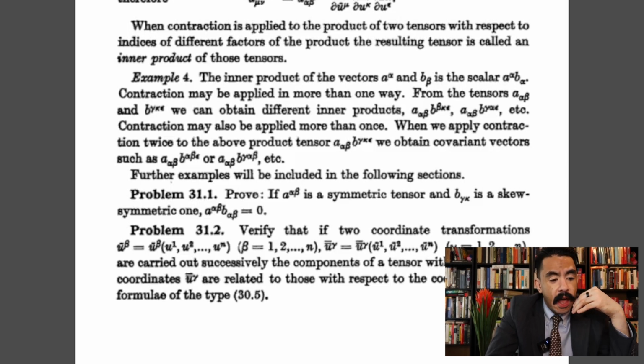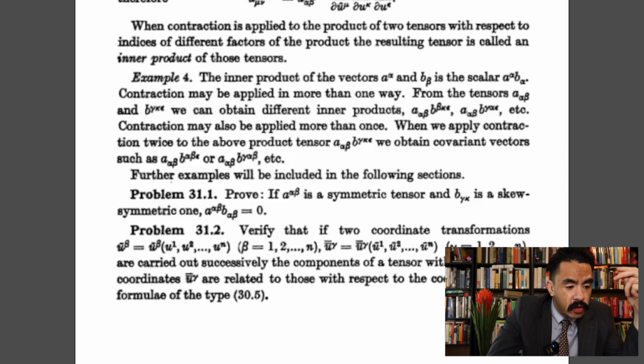From the tensors a sub alpha beta and b superscript gamma kappa epsilon, we can obtain different inner products, such as a sub alpha beta times b superscript beta kappa epsilon. Contraction may also be applied more than once. When we apply contraction twice to the above product, a sub alpha beta times b superscript gamma kappa epsilon, we obtain covariant vectors such as a sub alpha beta times b superscript alpha beta epsilon, or a sub alpha beta times b superscript gamma alpha beta, etc. Further examples will be included in the following sections.